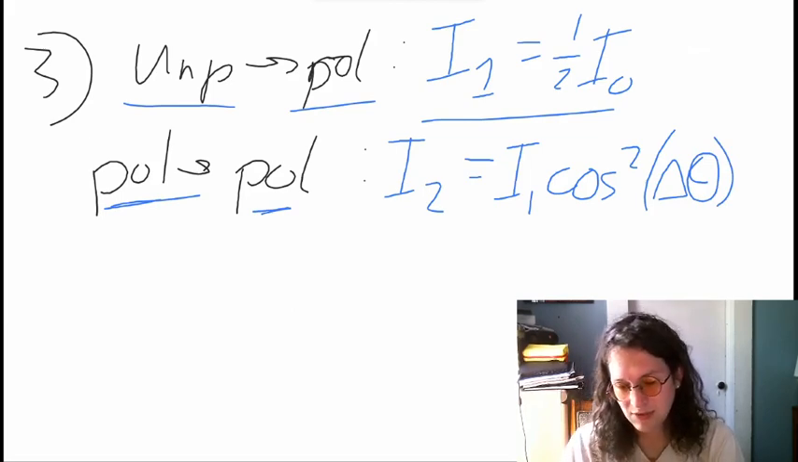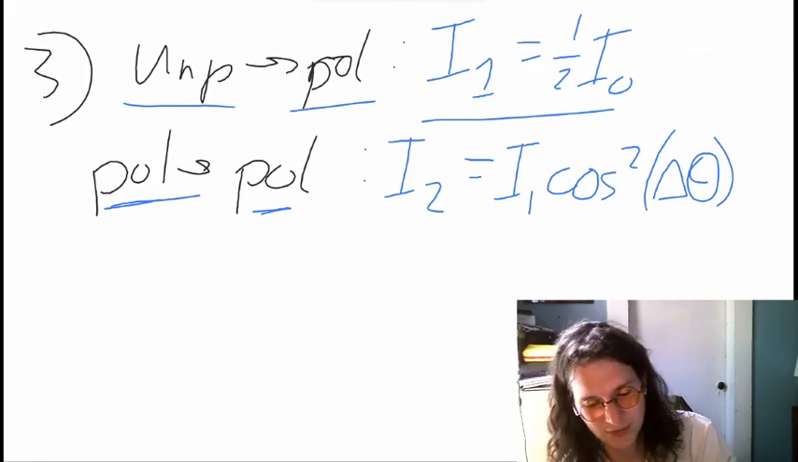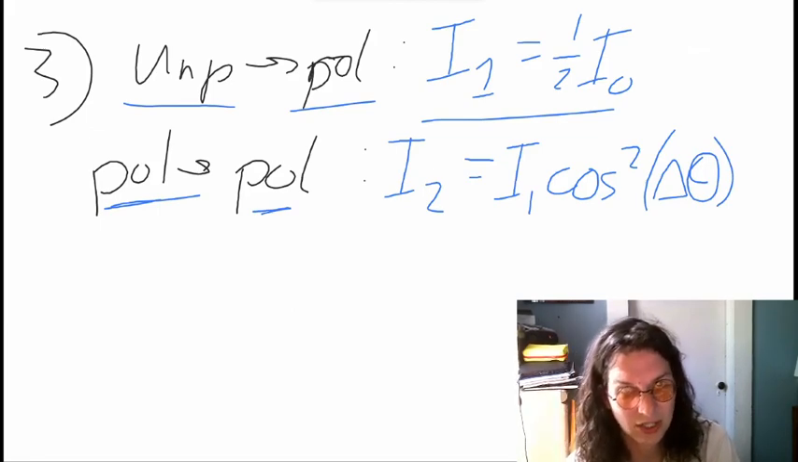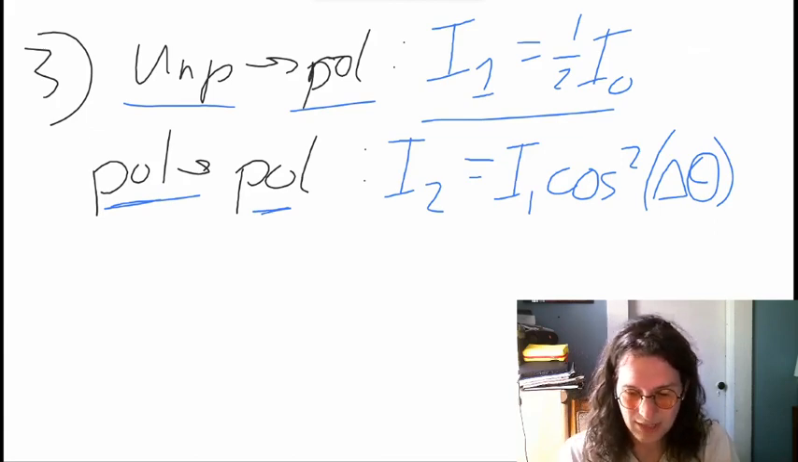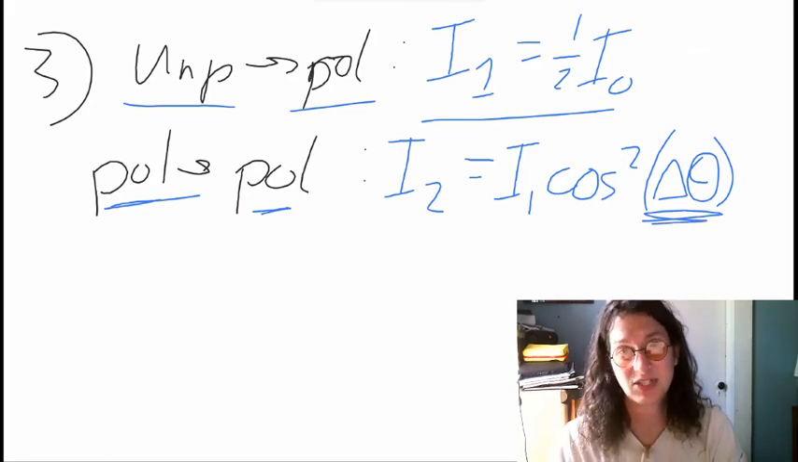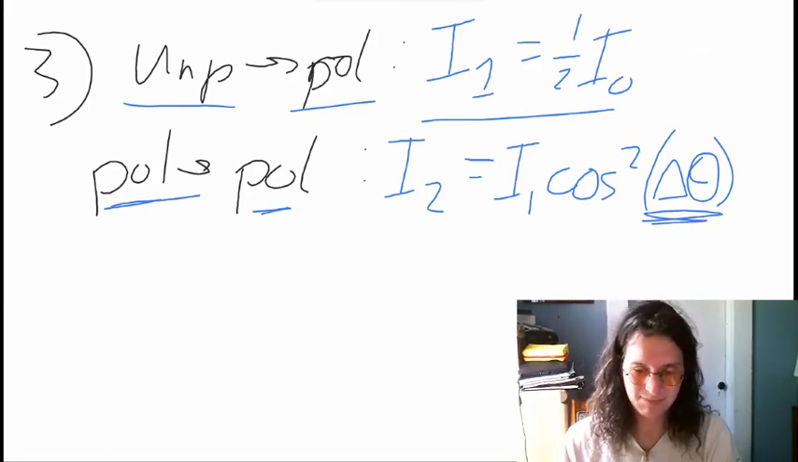Now you may notice, since this is a cosine function, the zeros of a cosine function occur at 90 degrees, right? So that means that your intensity would be completely destroyed if you ever had an angle difference of 90 degrees. That's very important when we're dealing with polarization. That is just a fact to keep in mind.